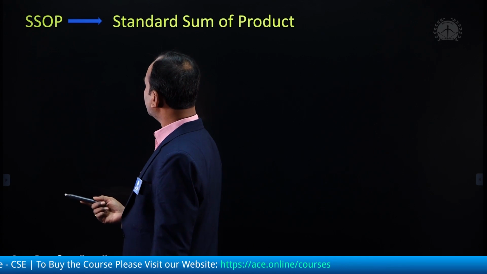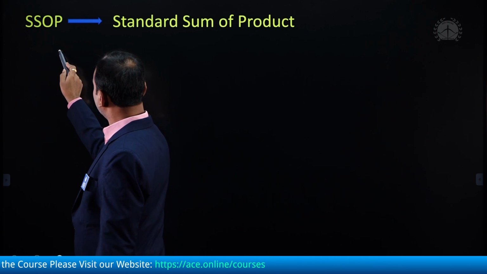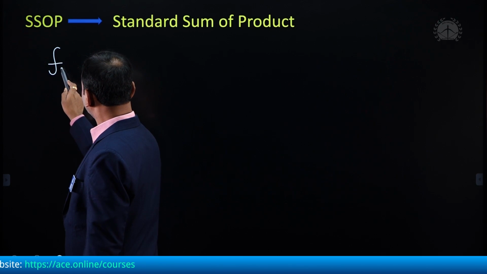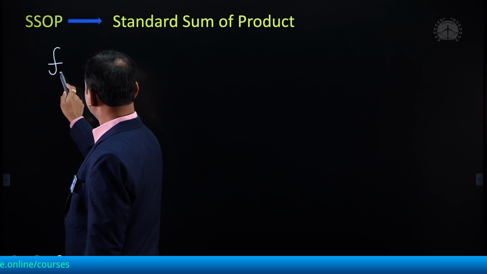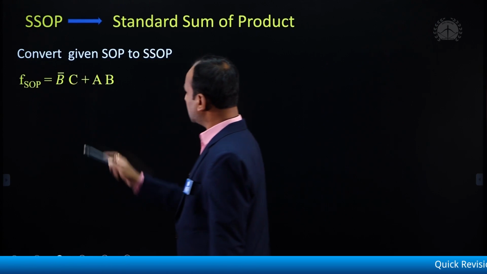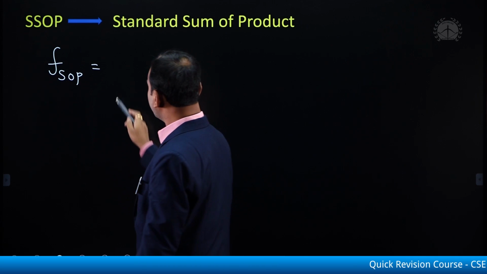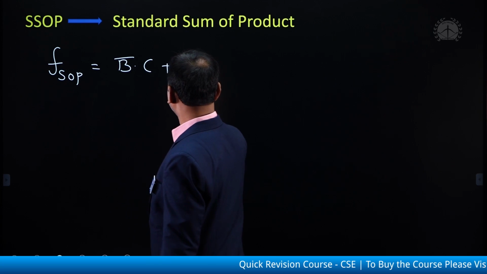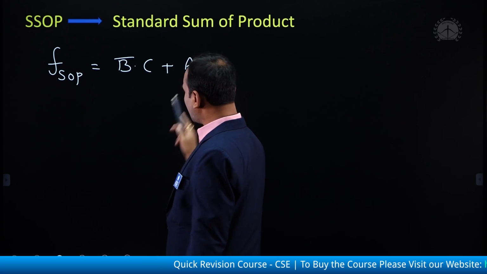Here, what is the given function? The given function SOP is B bar C plus AB. Go to the previous one: B bar C plus AB. Nice. Now, what is missing here?